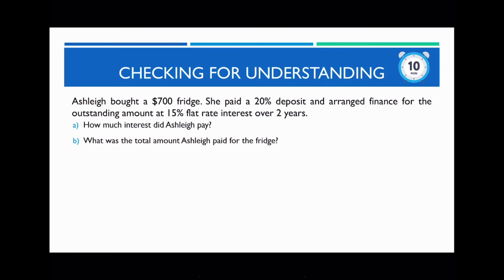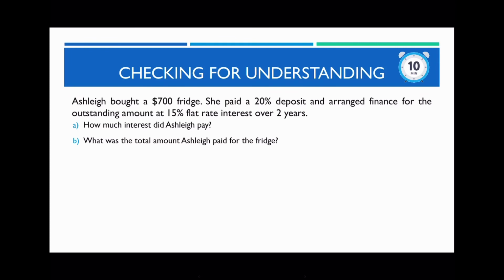Now, in order to do that, we first need to find out what is the deposit that she actually paid, and then find out what is the balance after that, so that we can calculate the interest. Usually part A, like in the other examples, needed you to calculate the deposit first. In this case, it didn't tell you, so that's what you have to be aware of.